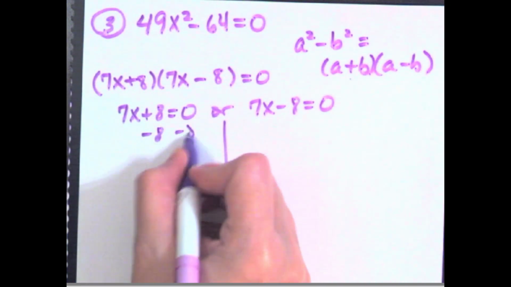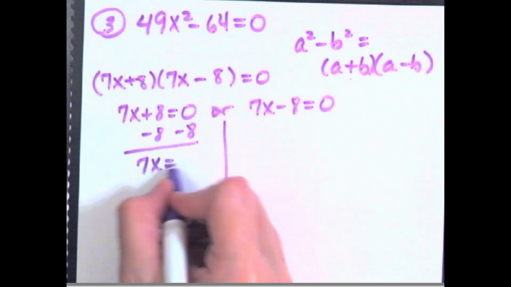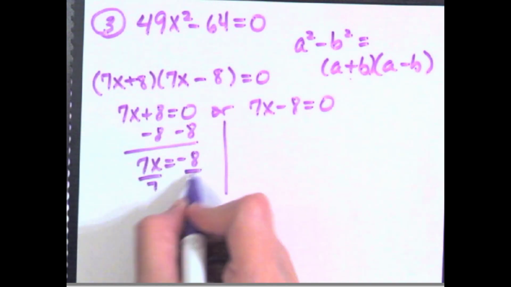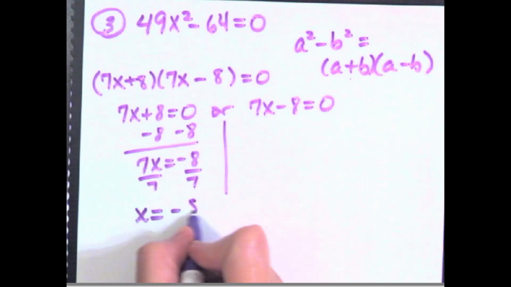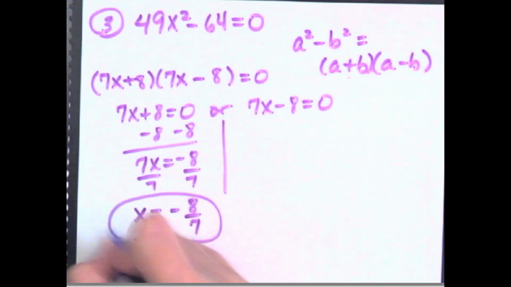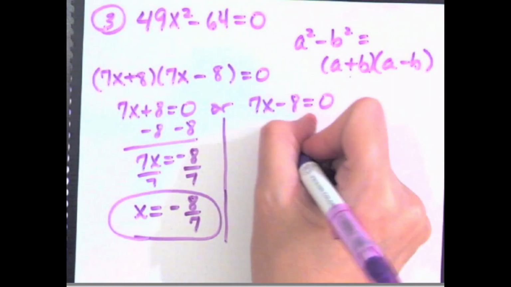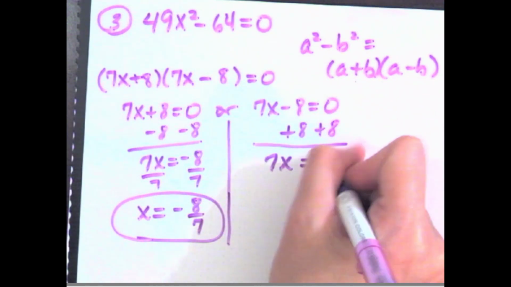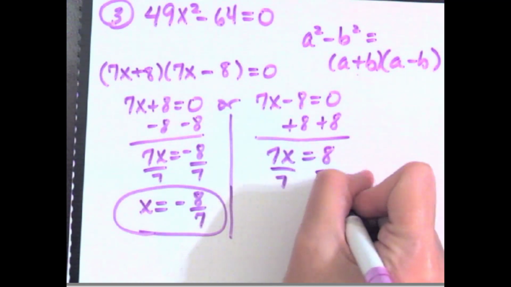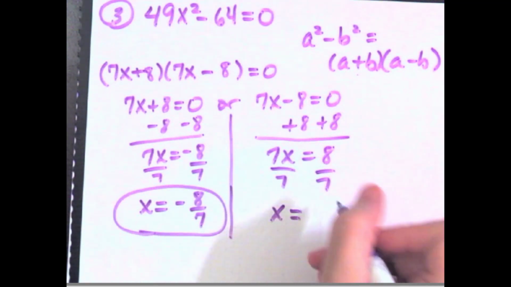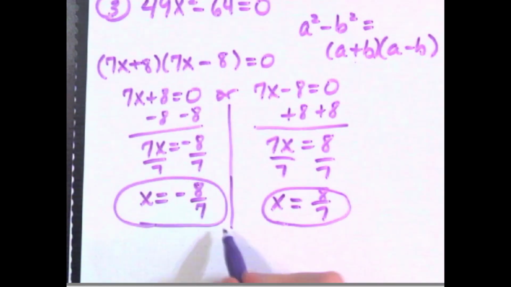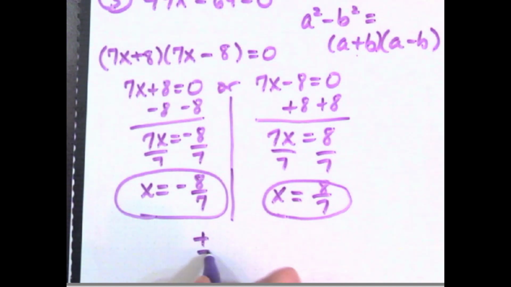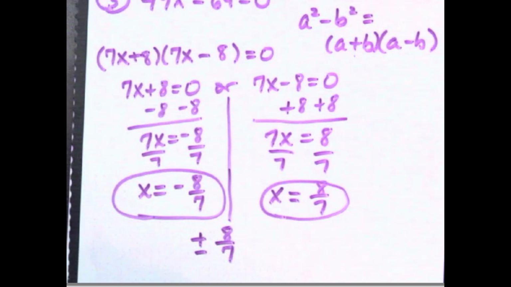So over here we'll take away 8 and get 7x equals negative 8. Divide by 7. We have negative 8/7 for one of our exact answers. Over here we'll add 8. That'll be 7x equals 8. Divide both sides by 7, and x equals positive 8/7. Hey, we could use a little shortcut on that and say our answer is positive or negative 8/7. But we don't have to.